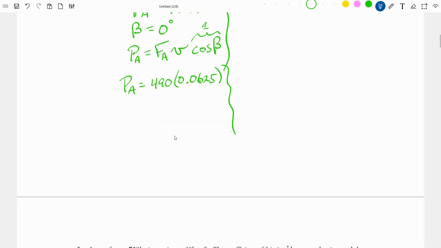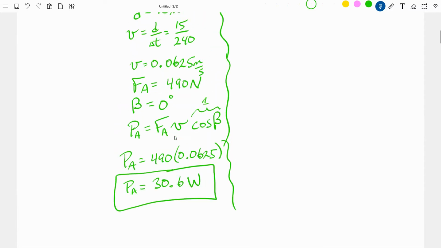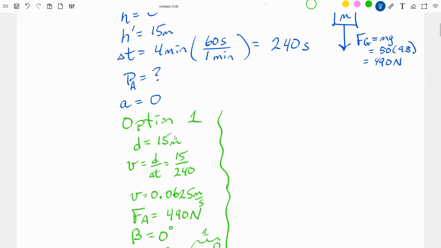So I'll just grab my calculator, 490 multiplied by 0.0625, which is the power for that applied force, in other words the motor, of 30.6 to 3 significant figures. And of course, the unit of power is the watt, which is a shortcut for joule per second. In other words, this motor would be doing work at a rate of 30.6 joules per second, but we're definitely going to record that the way I've shown it, with watts. Okay, so I'm done this problem, but again, just because I'm trying to explain things, let's go back and try something a little bit different.